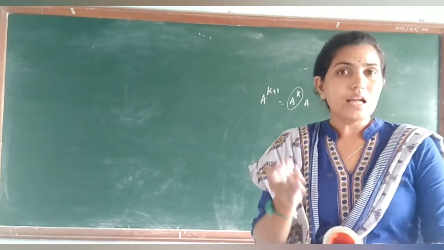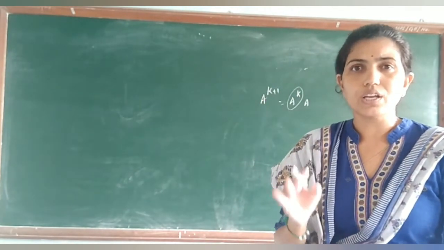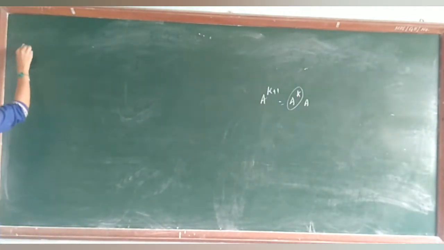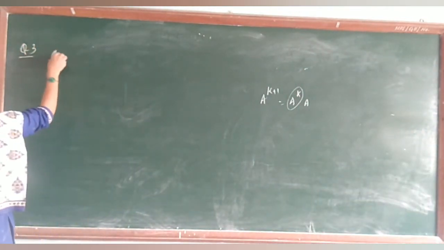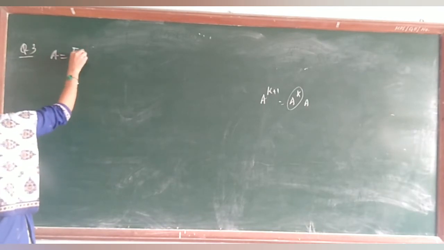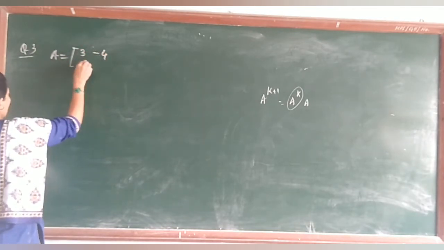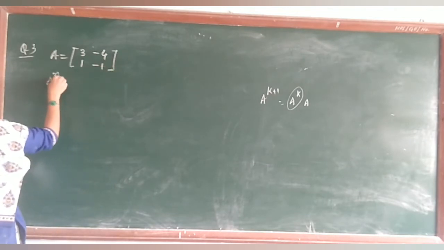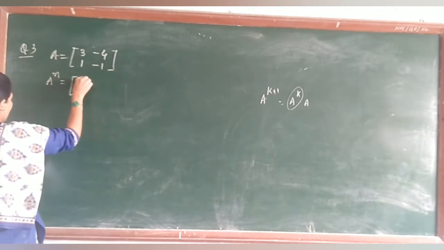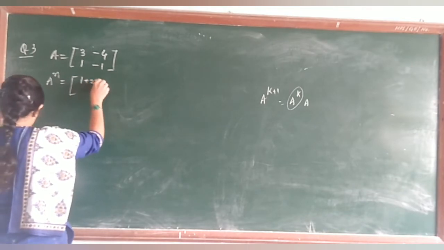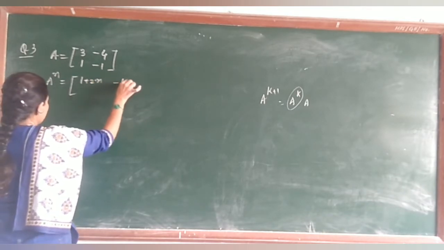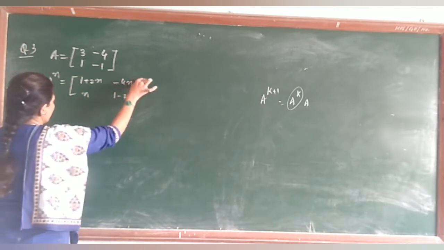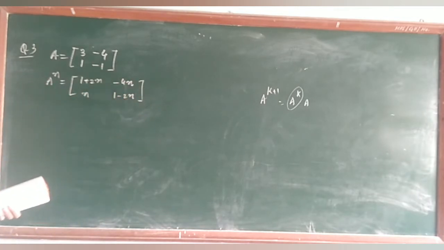So now let me start with the question number 3. So question number 3 is A is equals to 3 minus 4, 1 and minus 1, and we have to prove that A raised to n is equals to 1 plus 2n minus 4n and 1 minus 2n. Okay so ये हमें प्रूव करना है.